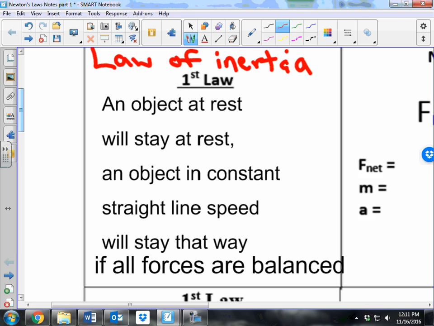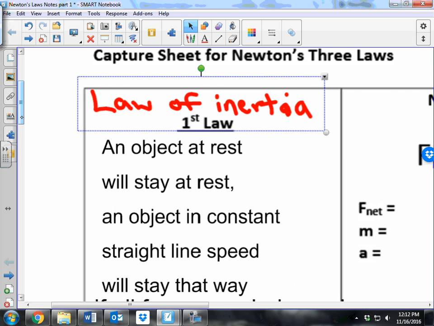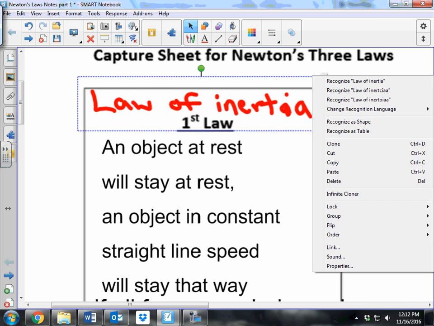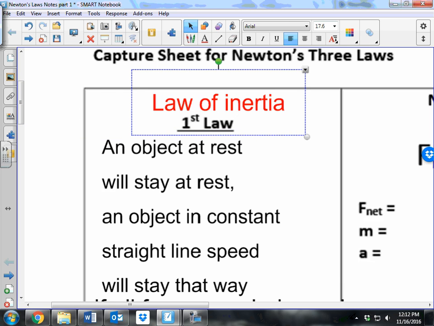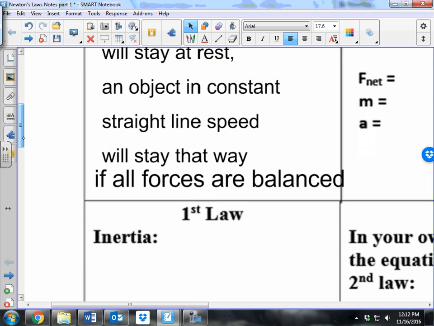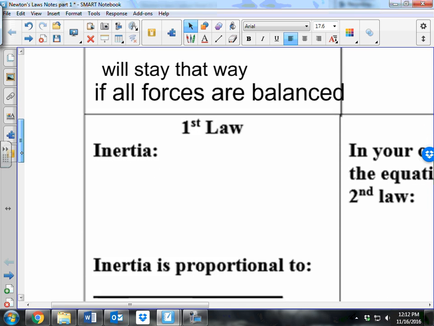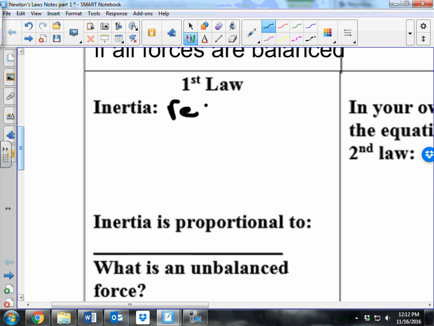You have often heard that an object that is moving will keep moving, and an object that's at rest will stay at rest if all the forces are balanced, which is true, but remember when we talk about motion, we have to talk about constant straight line speed. Which brings us to inertia. Inertia is resistance to change.